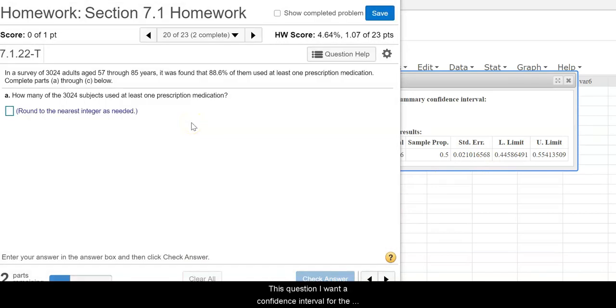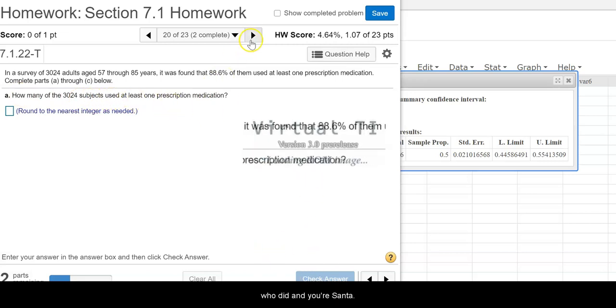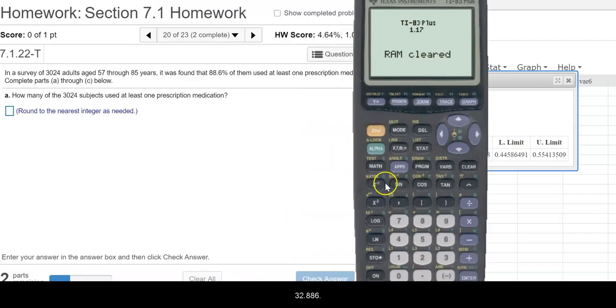In this question, they want a confidence interval for the proportion of people who use at least one prescription medication. But they give you the percentage and not the number from the sample. So they didn't say a certain number out of the 3,024 use at least one prescription medication. They said 88.6% of them did. So the first step is to find the number of people who did in your sample. So you do 0.886 times 3024, and you get 2679.